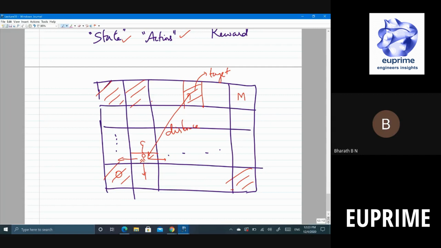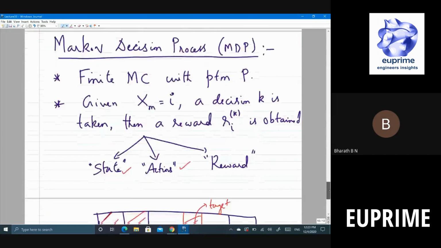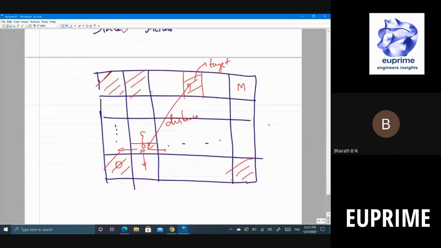So now what is the missing piece here? Of course, this is a problem that one can solve so that the robot can move closer and closer to the target. So now where is Markov here?